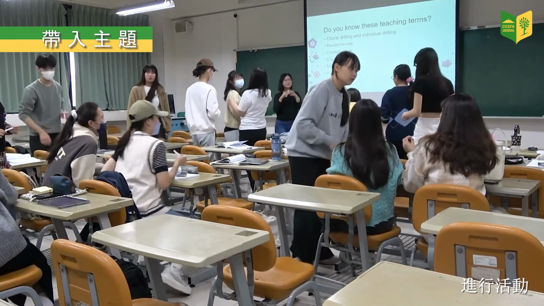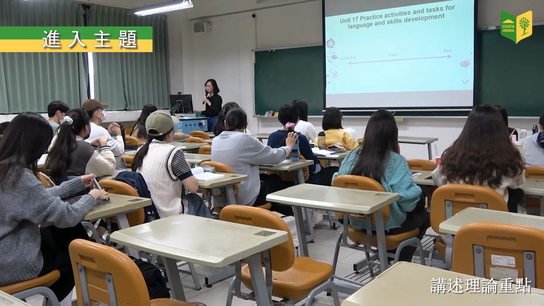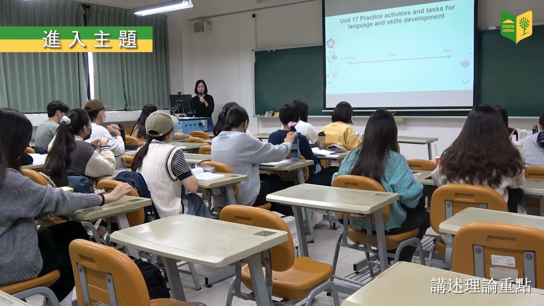And now let us talk about the different types of activities. Usually when we talk about activities, there will be 2 keywords. One is controlled, a word that starts with a C. And the other is free. There are the 2 ends. One is controlled, the other is free. So now let us start by talking about the controlled one.